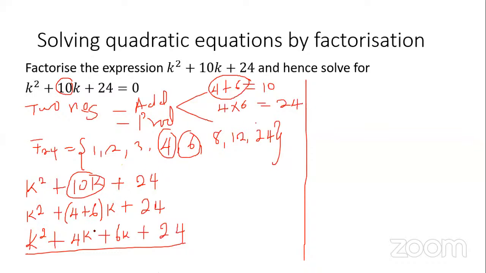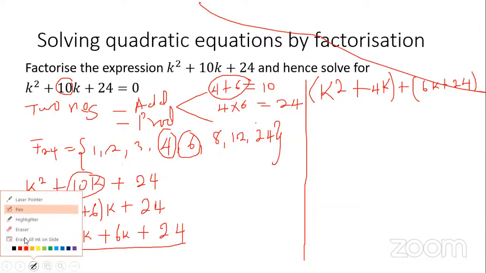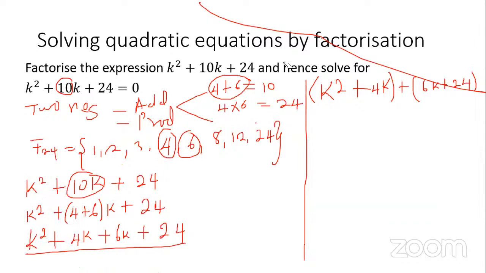What I mean by a pair is that we are going to group k squared plus 4k as a pair. So we put it in brackets. Then we open another bracket and have 6k plus 24. Are you now understanding what I meant by pairing? Yes. Okay.